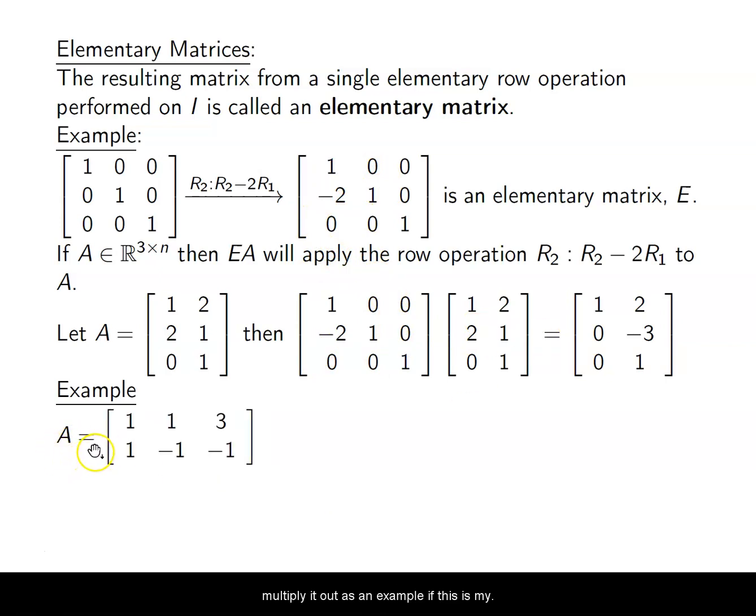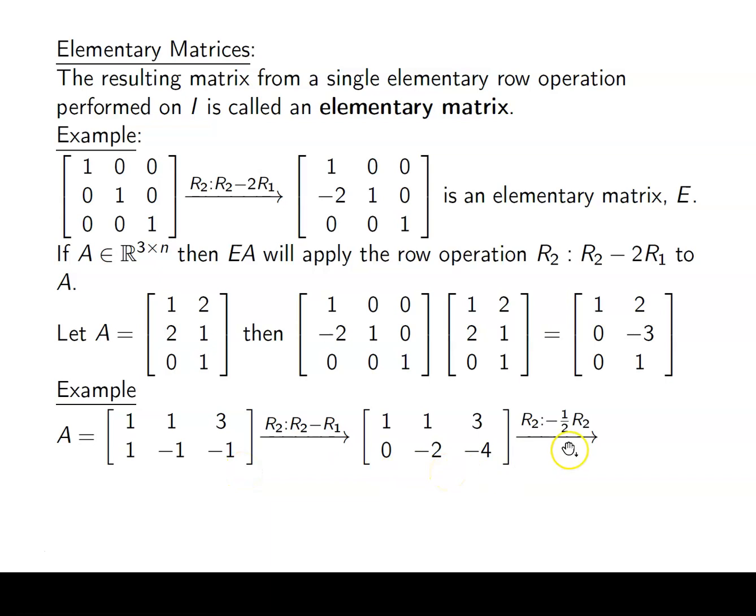If this is my A, and then I start to do row operations, so R2 becomes R2 minus R1, so this becomes 0, -1 minus 1, so this is -2, this will be -4, right? And then I divide all of this by -half to make it positive, right? And then I'm done. So these are my 2 operations that I've done.